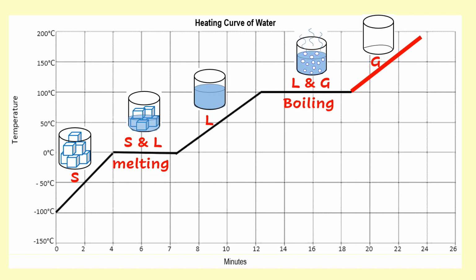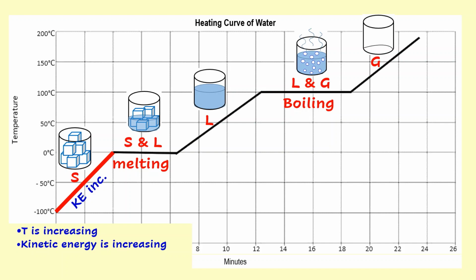Now that we know what each segment of the graph represents, let's go back to the beginning and look at it from another angle. In this first segment, we can see the temperature is increasing from negative 100 degrees to 0 degrees Celsius. If we remember that temperature is a measure of the average kinetic energy, that means the kinetic energy is also increasing.